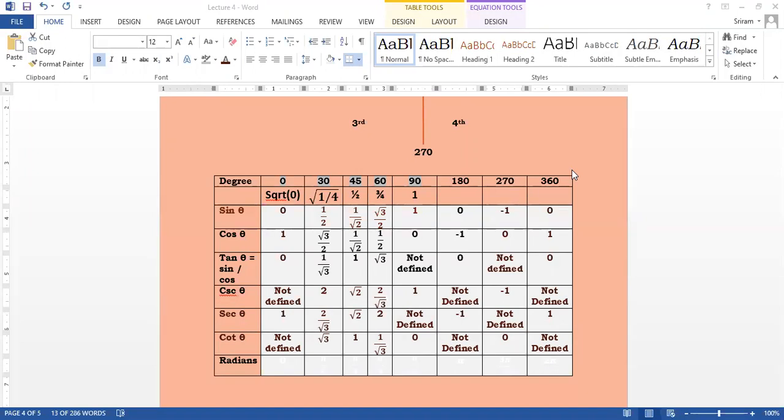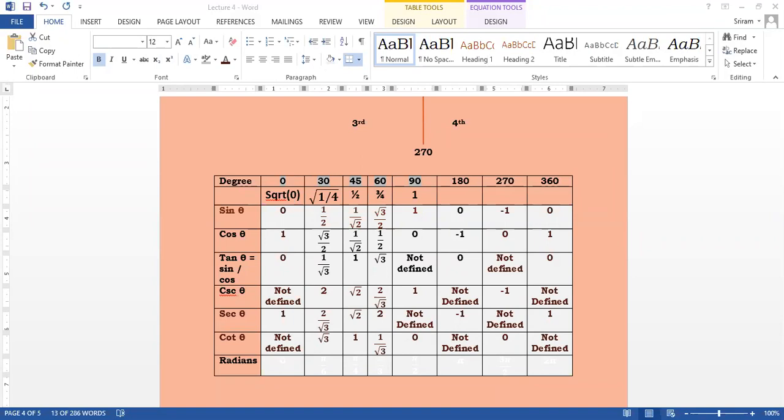Understand the idea, dear? In the examination point of view, you have to remember the table. Once you remember the table, using the table, we are going to find the values.